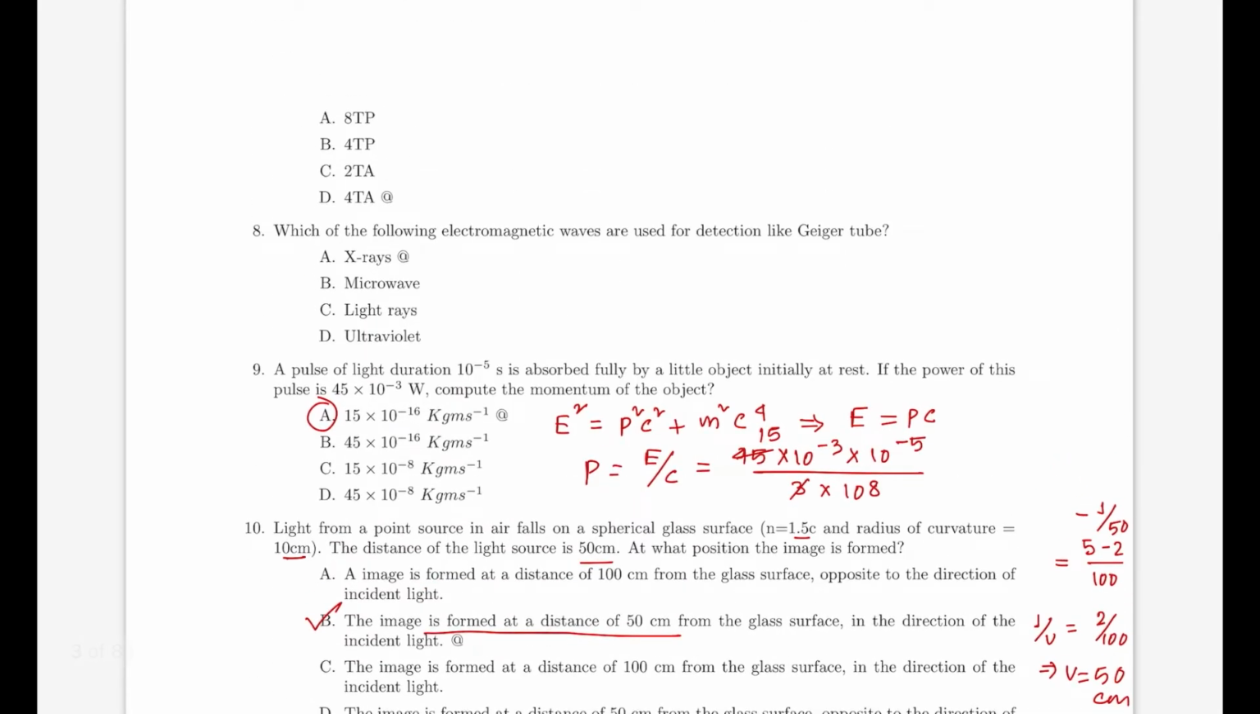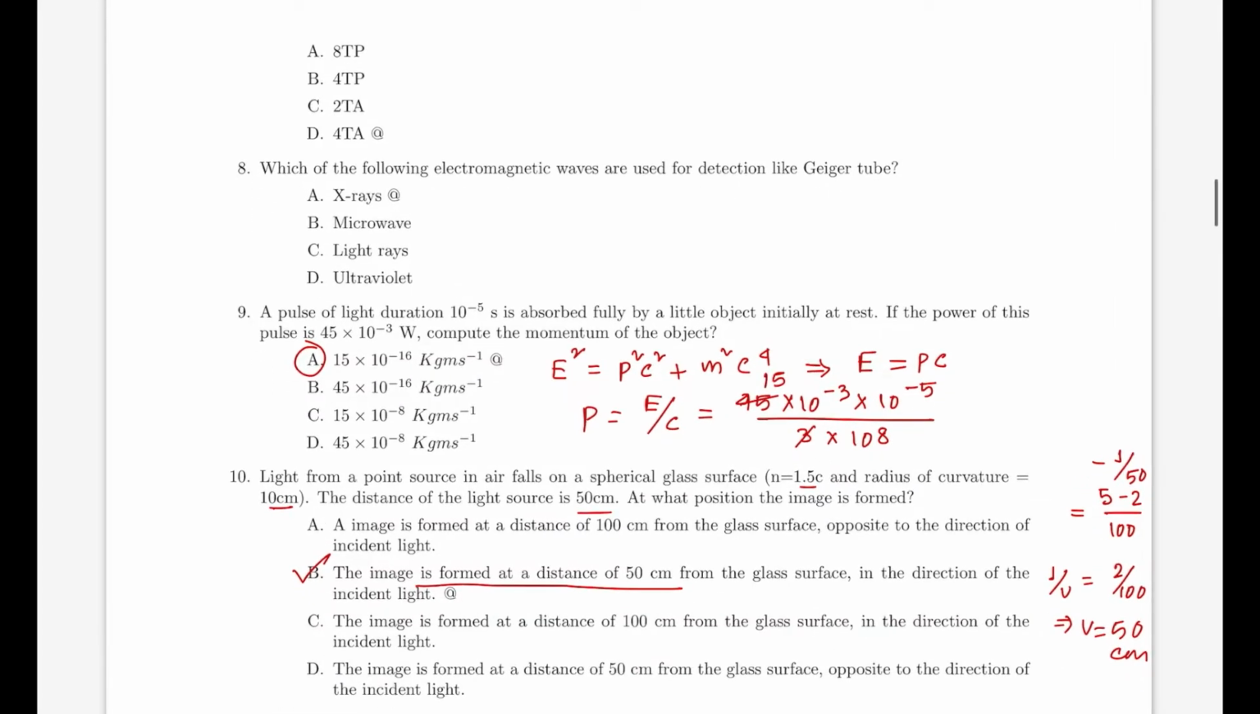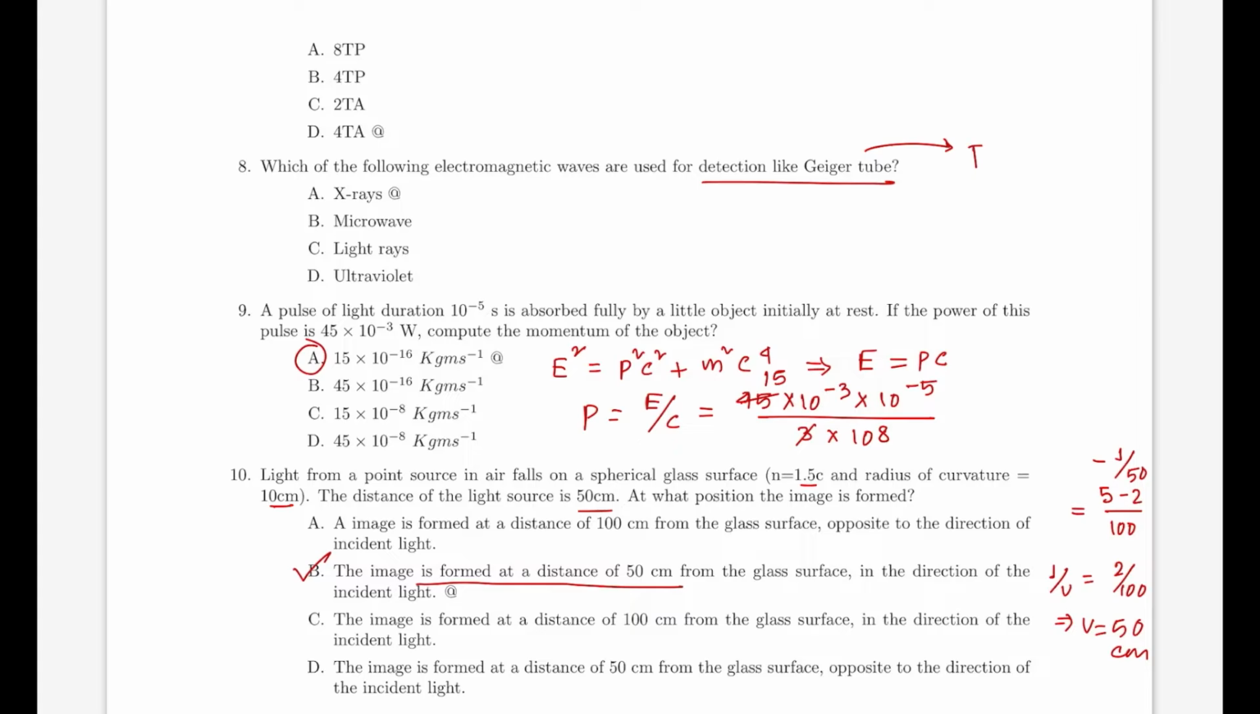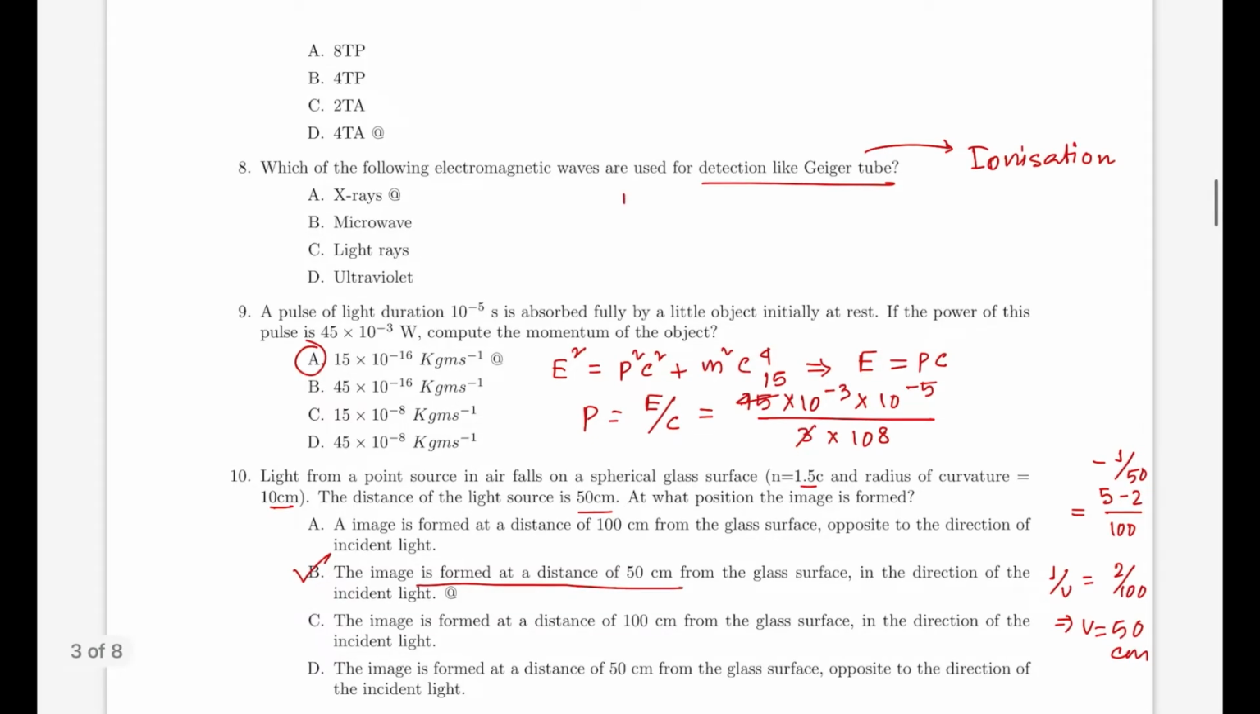Question 8 says that which of the following electromagnetic waves are used for detection in a Geiger tube. So this tube uses the method of ionization for detecting the electromagnetic waves. For ionization you need a high amount of energy, and since E is hc by lambda, when lambda is small, energy goes up. So ionization will be performed by the small wavelengths.